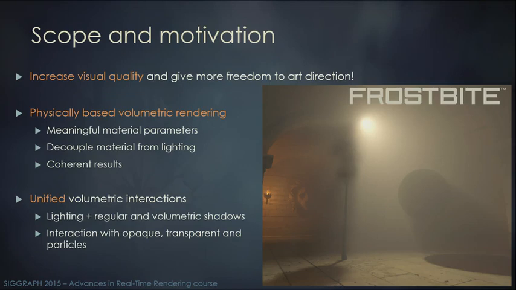And we want everything to be unified also. We don't want factorial n techniques when you have n different things that need to interact together. For example, you have particles, opaque, participating media, transparent. We don't want to have different techniques for all the different interactions when it comes to lighting or shadows.